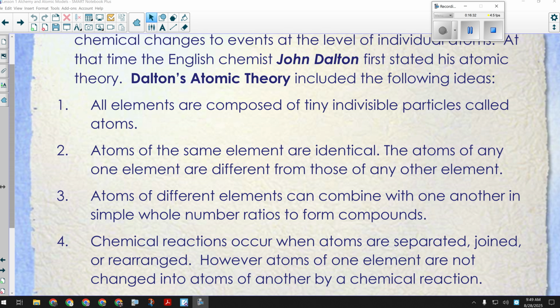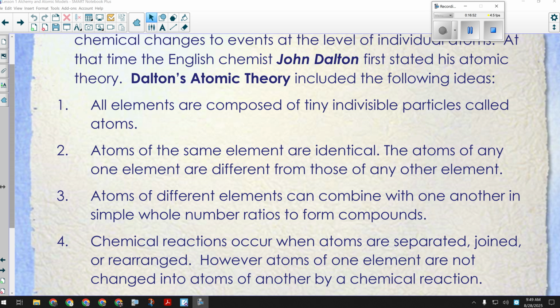Okay, so John Dalton was a chemist. He performed a lot of experiments with chemical reactions, mixing things together. The patterns he was seeing were indicating to him that when he mixed these things together, they might have been made of smaller parts.